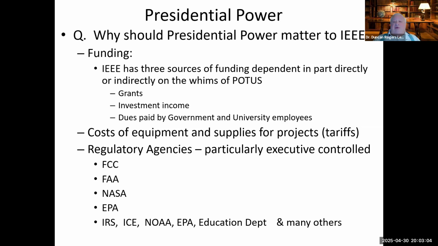And I'm currently studying for my ham radio license. I've gotten my first two levels. I'm studying for the amateur extra right now. And the FCC controls everything pretty much. So then there's the Federal Aviation and Aeronautics, NASA, EPA.